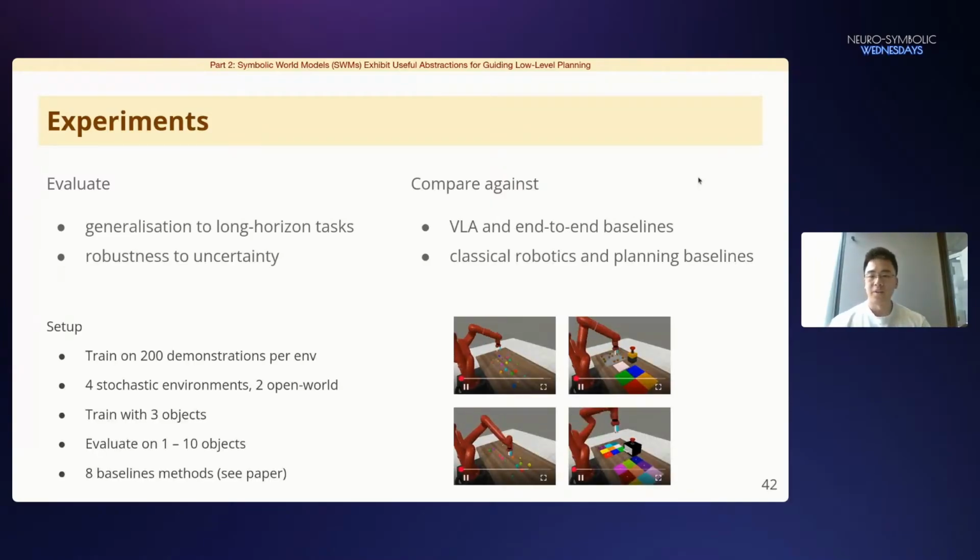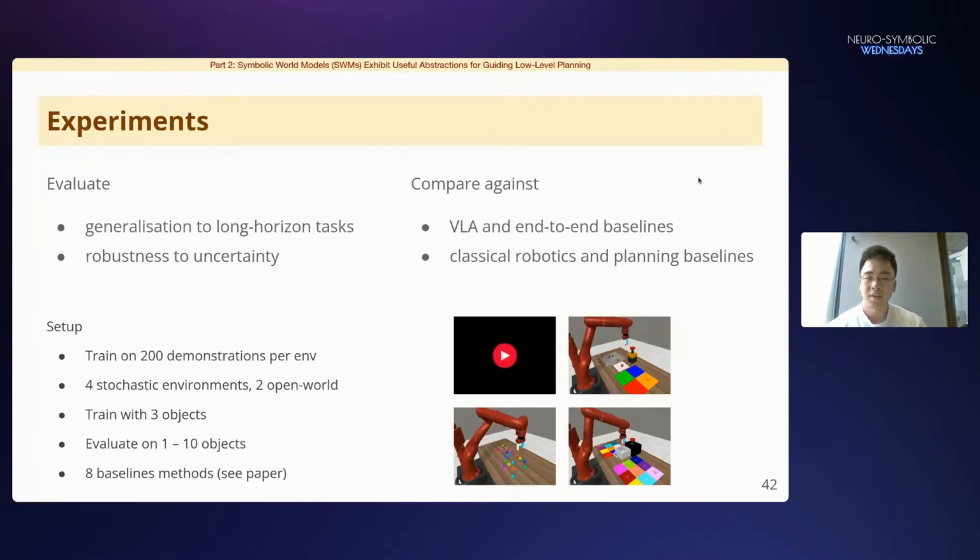So we're going to set up experiments as follows. We're going to look at 4 different stochastic environments in simulation, and we're going to provide our approach with 200 demonstrations per environment. We want to train with environments with only up to 3 objects and evaluate them between 1 to 10 objects. We have set up various different baselines, ranging from VLA to end-to-end and also classical robotics baselines, but we'll defer these details to the paper.